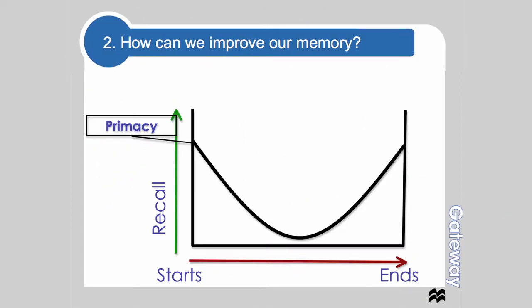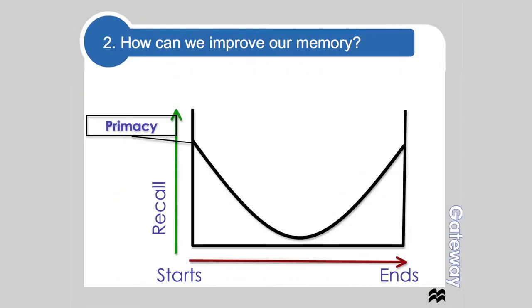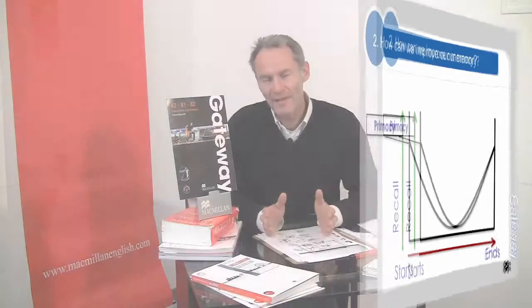So how can we improve our memory? Let's look now at a graph which shows how we can actually improve the way we study. If we look here, we can see that recall or memory is on the left, and then we have the start and the end on the bottom. Let's start by looking at a study period. If you think about studying, the first thing that you do, in this case, is called primacy. You're more likely to remember the things at the beginning of a study period because they're the first things you do.